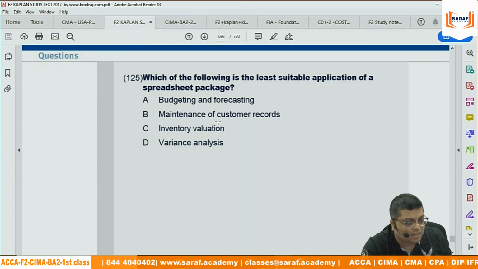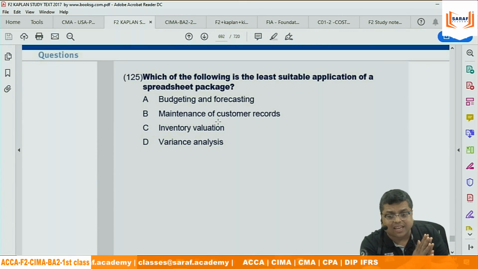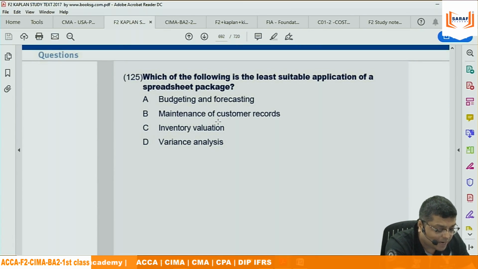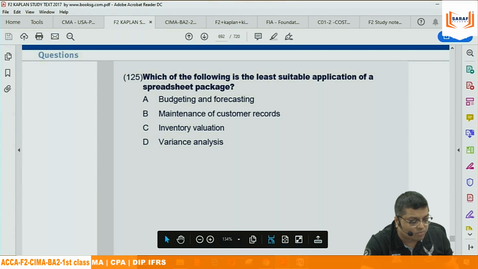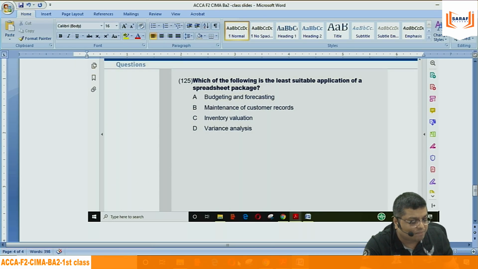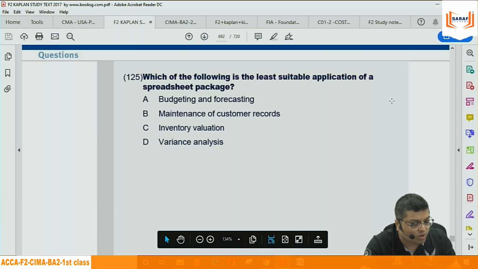Suppose I have a problem in this question. I have done that, I have understood that, but I found that this is tricky. Later on I need to revise. I will take a print screen. I have taken the screenshot of this, and in my notes I am pasting it. I want the solution also, so that later on I don't have to refer.